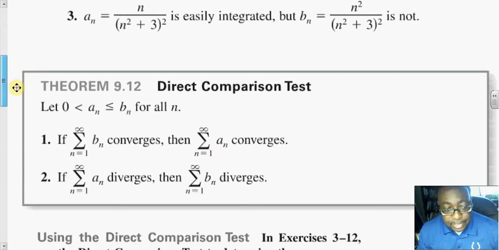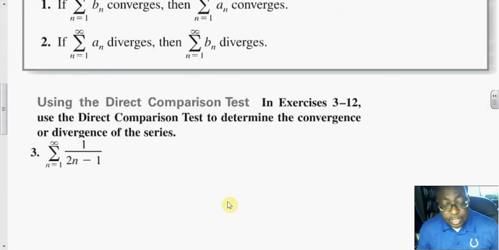The direct comparison test says that if you look at two sequences, and they're both positive, here a sub n is less than or equal to b sub n for all n positive. If you know that the series b sub n converges, that's going to be the known convergent series, then anything less than that must also converge. And so thus the series for a sub n converges as well. If you know that the series for a sub n diverges, anything greater than that must also diverge. So let's look at some problems here.